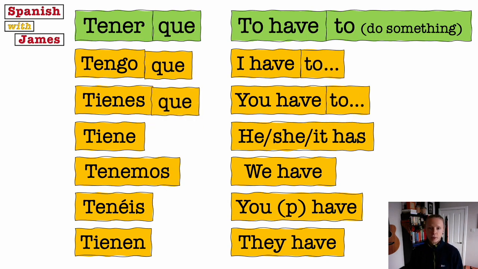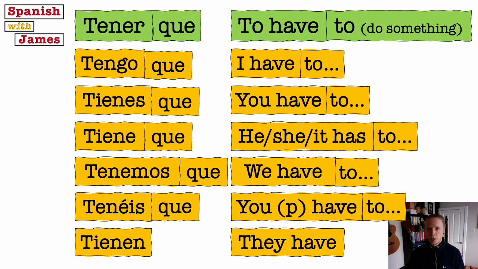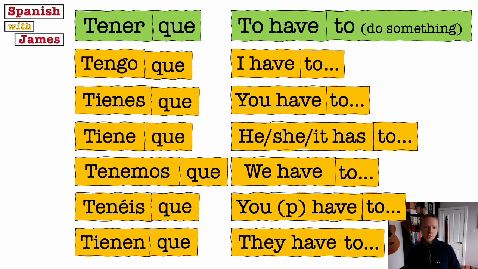Tienes que, you have to. Tiene que, he or she or it has to, or singular, they have to. Tenemos que, we have to. Tenéis que, you all have to. And finally, tienen que, they have to. So nice and easy to start using this one. Just tener que, put it into the conjugation that you need. Is it I have to? Is it you have to? Choose the right one. And then you follow it with an infinitive. Jugar, bailar, comer, dormir, ir. Any of those verbs that end in AR, ER, or IR if they're regular.